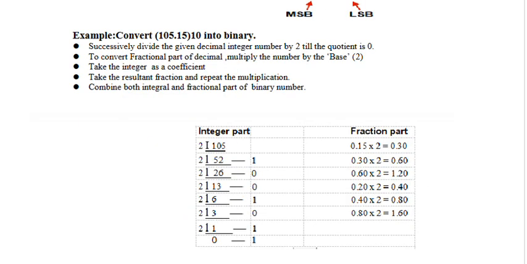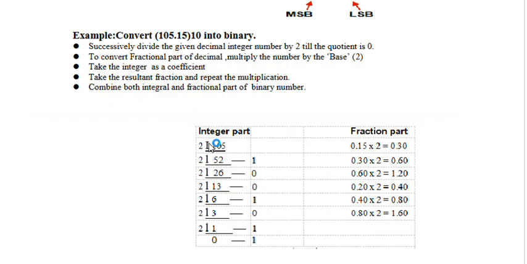Now look at here. Here we have a mixed number which is 105.15 of base 10. This thing we have to convert into the binary. Here 105 is nothing but the integer, and 0.15 is nothing but the fractional part. How to convert this thing into the binary? If you see here, we have a shortcut.